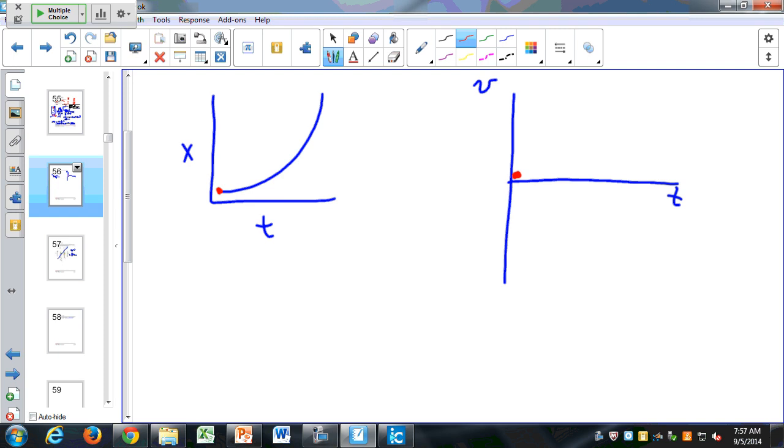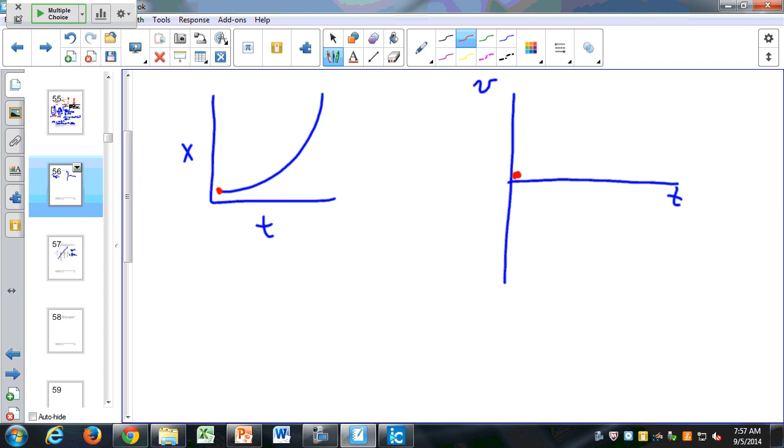And then what happens to the slope of this graph as time increases? As time goes on. It increases, right? So the slope of this graph is small here, but it gets bigger and bigger and bigger. And it's always positive. So if I were to draw a line representing this on the v versus t graph, what would it look like?